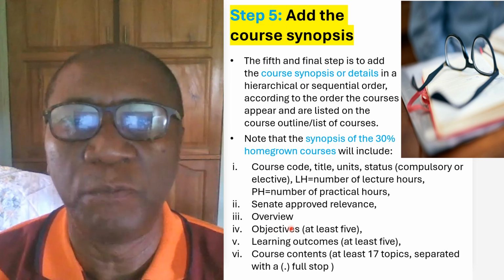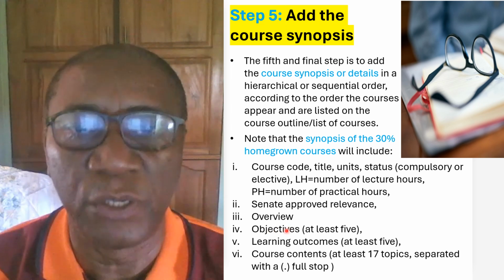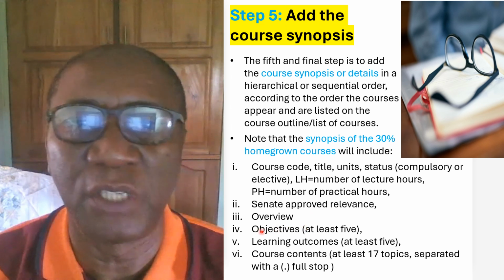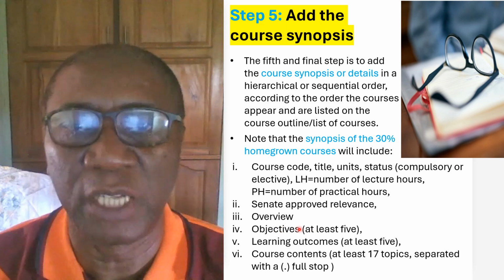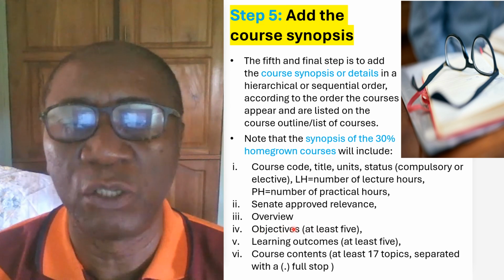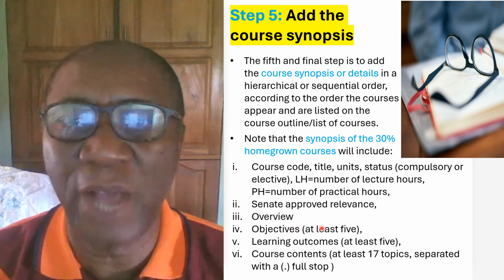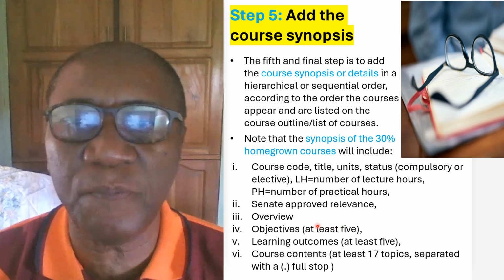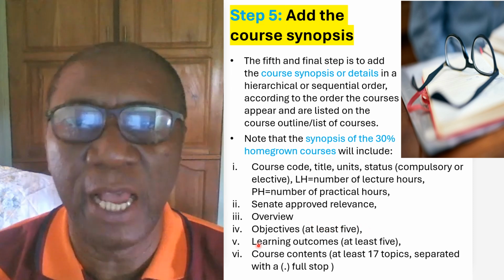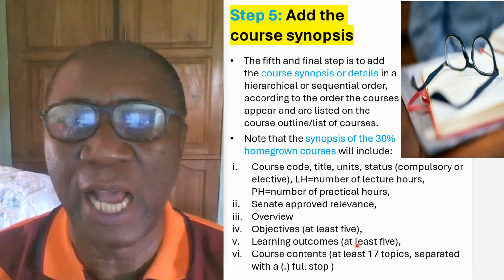Then there should be objectives of such a course you are introducing as part of your 30% homegrown courses. The objectives of the course should be at least 5. You should be able to list at least 5 objectives. Then this will be followed by the learning outcome.